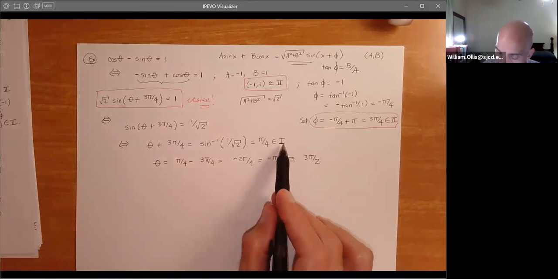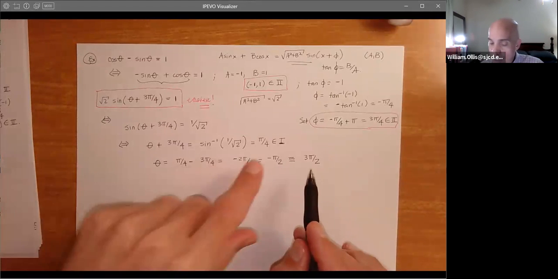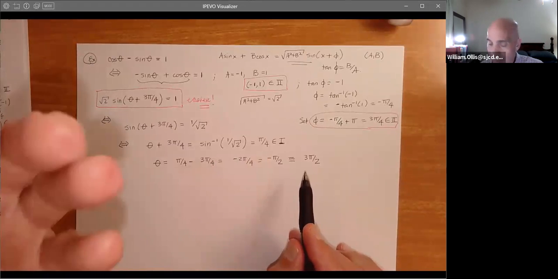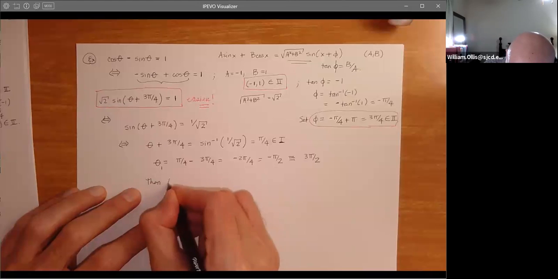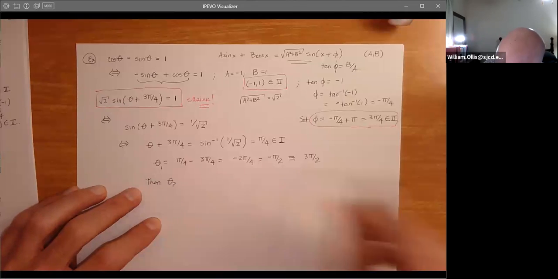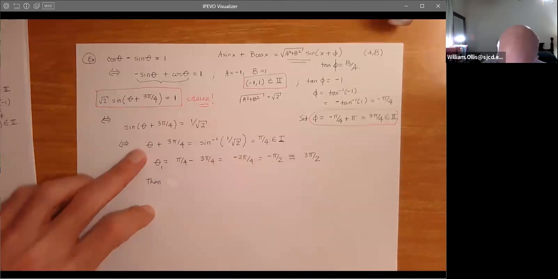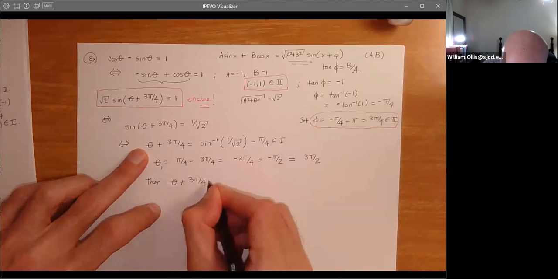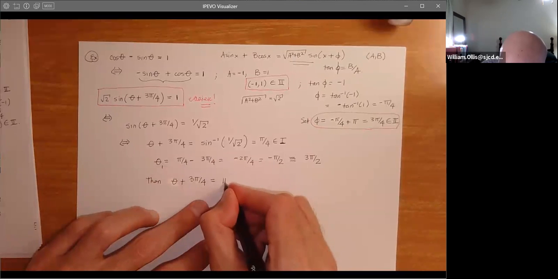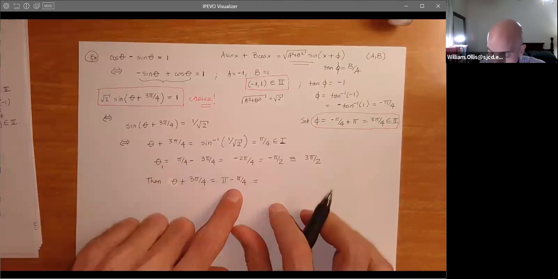Now, secondly, this is in the upper arc, so we can get the other solution in quadrant 2 by subtracting this from pi. So this is our theta 1. Then theta 2. Oh, let me write it this way. Before we get to theta 2, I need to write the original equation. So now theta plus 3 pi over 4 will be equal to pi minus pi over 4. That'll be the solution in the second quadrant, which is 3 pi over 4.